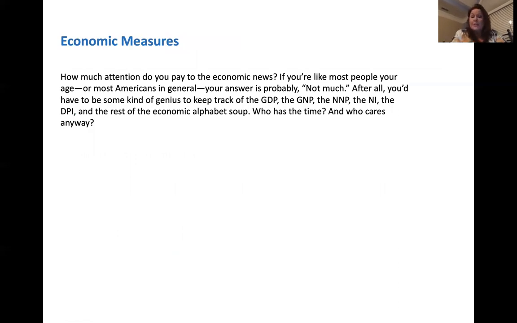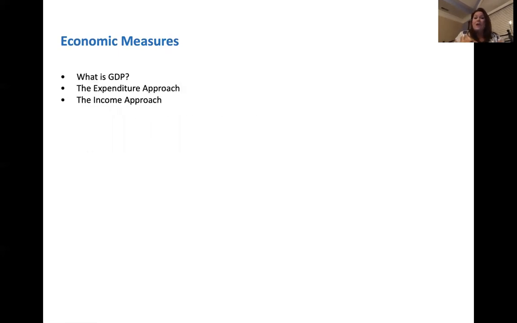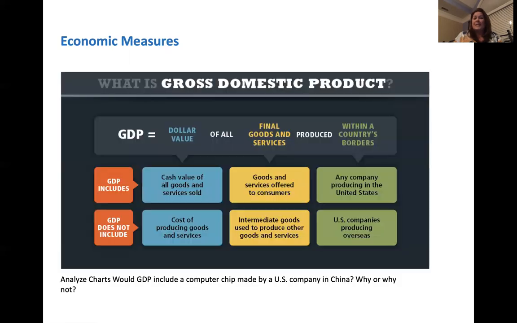So how much do you pay attention to the news? You probably don't, unless it just pops up on your phone. You probably have heard things like GDP, GNP, NNP, NI, DPI, and you're like, okay, are they texting, whatever? You probably haven't thought much of it. So let's look at GDP. What exactly is it?